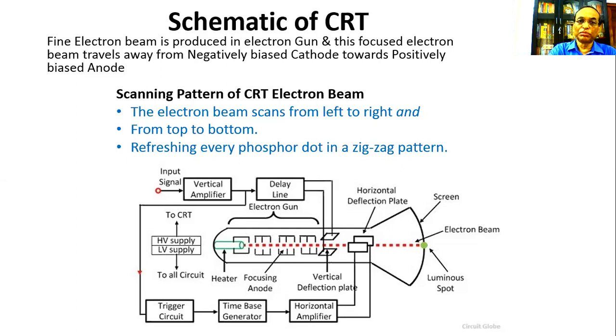Scanning pattern of cathode ray tube electron beam. The electron beam scans from left to right and from top to bottom, refreshing every phosphor dot in a zigzag pattern. As shown in the schematic, on the left side of the cathode ray tube there is the electron gun. The electron beam is produced inside this electron gun, and that is being focused by the focusing anode.